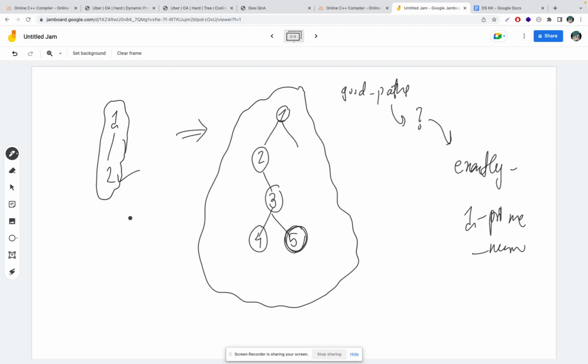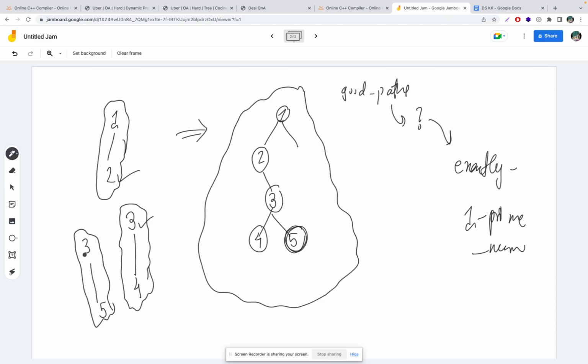Then there is one more good path, which is 3 to 4. Why is this a good path? This is a good path because 3 is a prime number. Now 3 to 5 is not a good path. Why is it not a good path in the tree? It is not a good path because both are prime numbers. We only want one prime number.